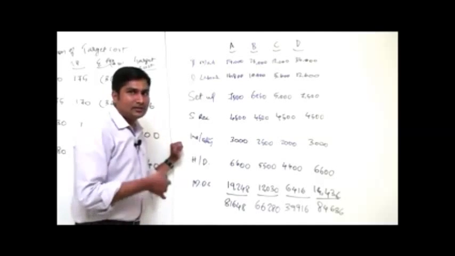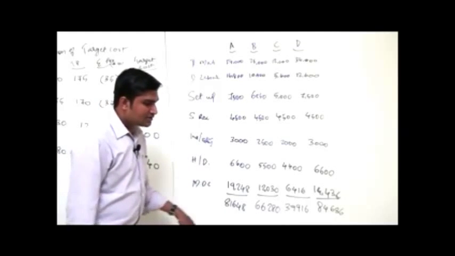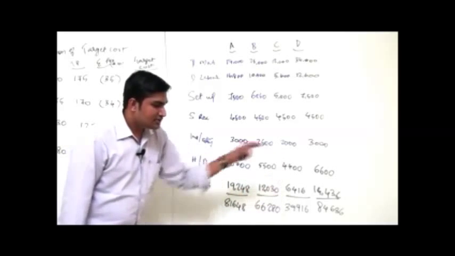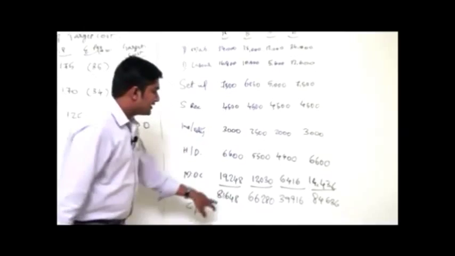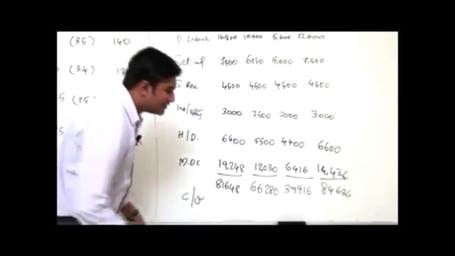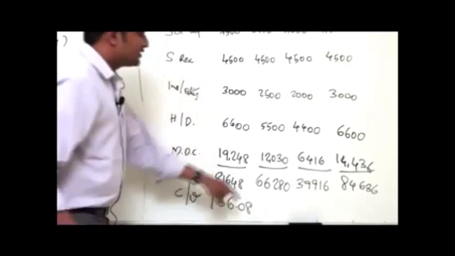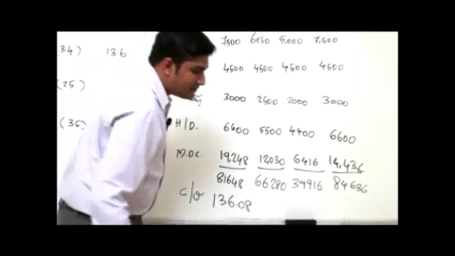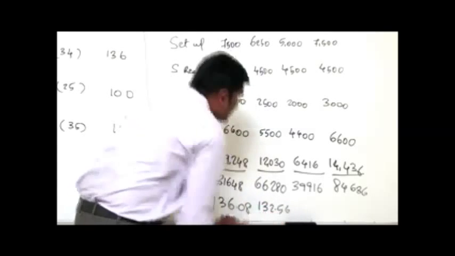Now we have to calculate per unit cost, by dividing it with the number of units. Units are 600, 500, 400 and 600. So cost per unit by dividing it with total number of units. 81,648 divided by 600, it would be 136.08. 66,280 divided by 500 units, it would be 132.56.